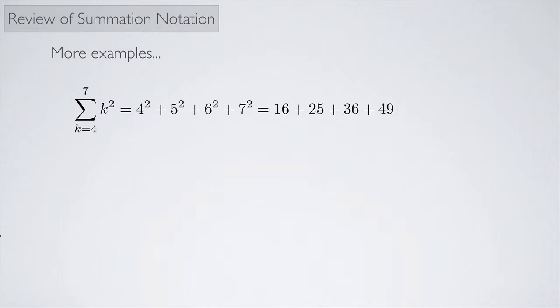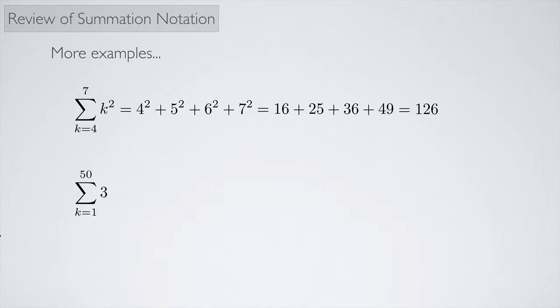Okay, let's look at some more examples. How about the sum from k equals 4 to 7 of k squared? So remember, the 4 is where you start, and the 7 is where you stop. So this would be 4 squared plus 5 squared plus 6 squared plus 7 squared. And you can calculate all this, and you would get 126.